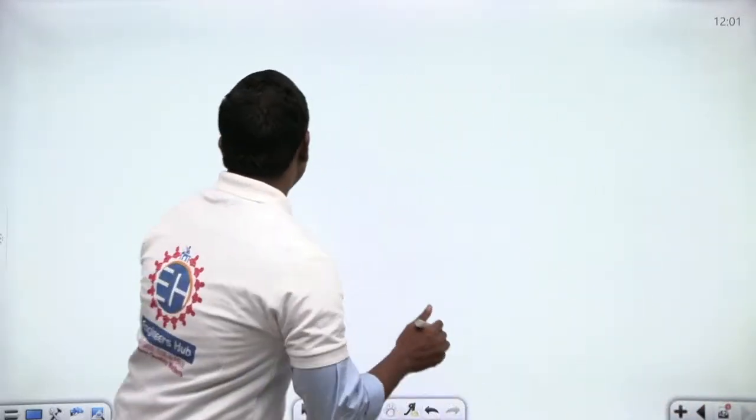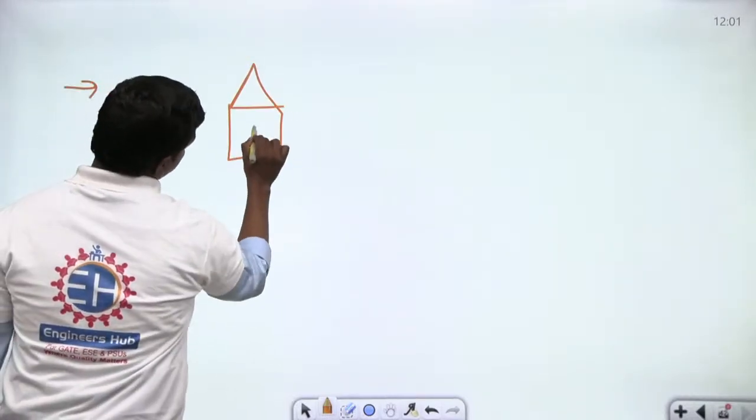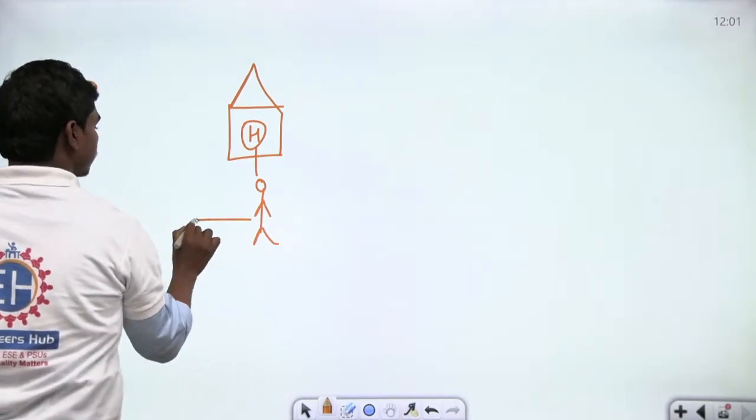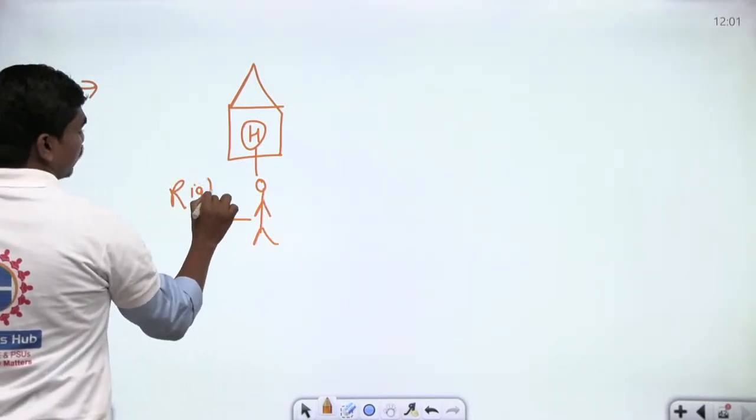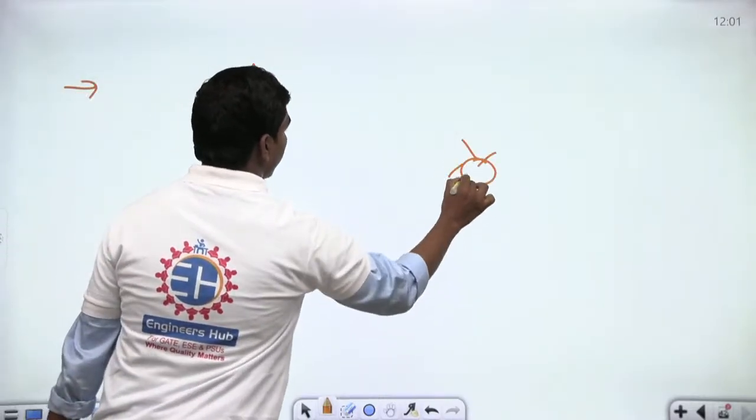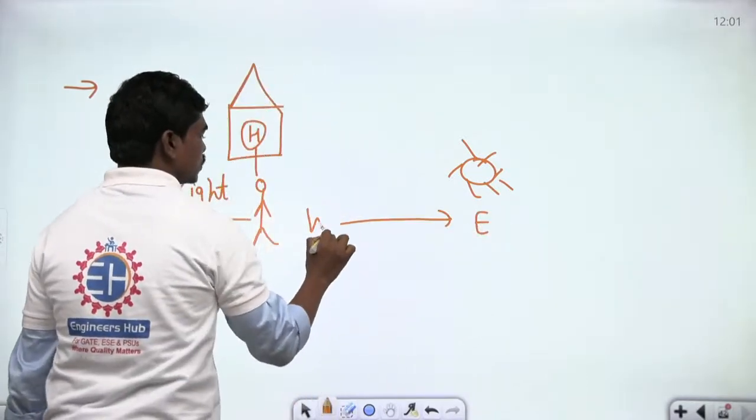There is one person coming out of a house. If he stands, he finds his shadow to the right, and this is morning. So if this is morning and the shadow is in this direction, definitely the sun has to be here. And in the morning, if the sun is here, then this is east. Then if this is east, this is your west.